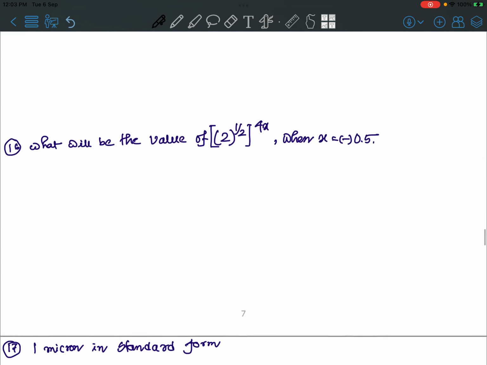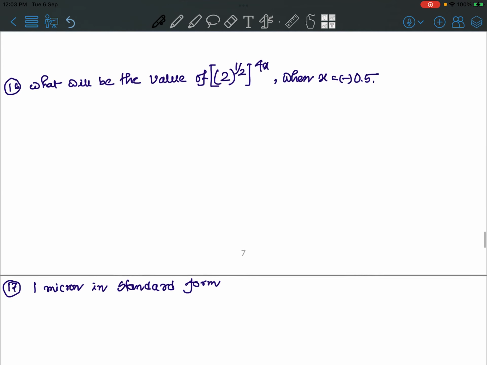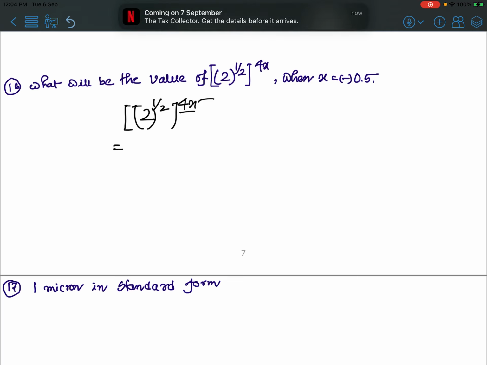Now the next problem. What is the next problem? The next problem is: what will be the value of (2^(1/2))^(4x) when x equals -0.5? Now we can write it as (half) whole to the power 4x. Two ways we can solve it. First we can put the value of x. The second way, we solve this problem first, then we put the value of x. Now let me put the value of x first.